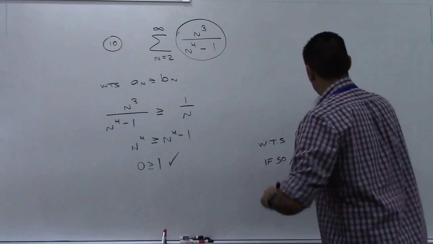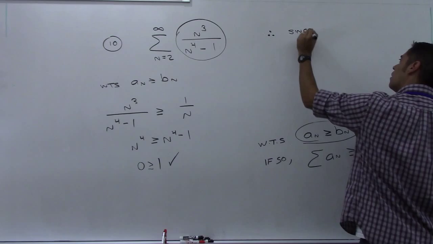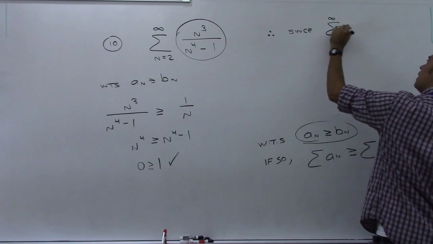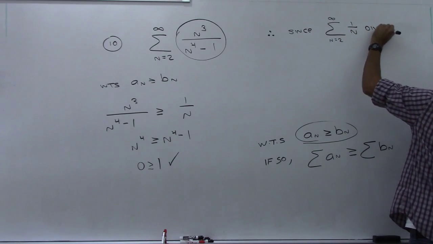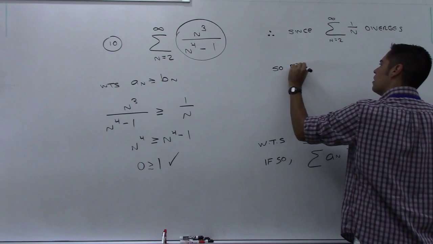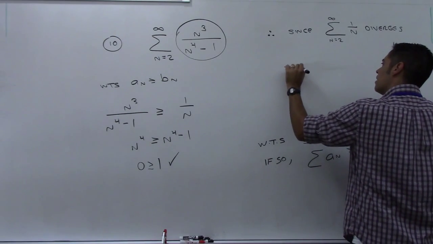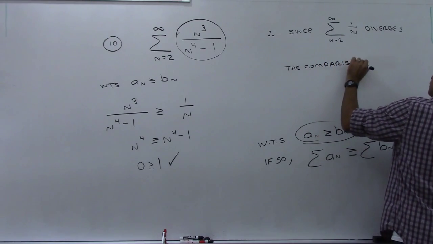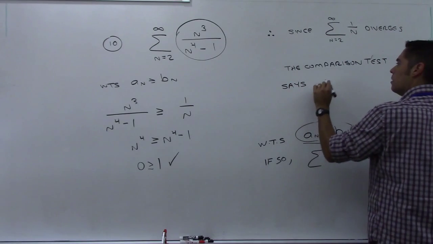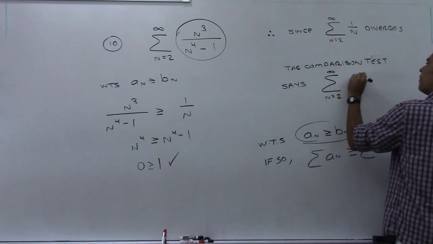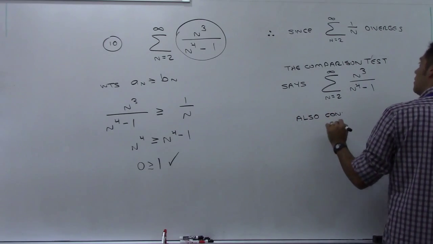So here I come drawing my conclusion. Therefore, since the series sum from n equals 2 to infinity of 1 over n diverges, the comparison test says this series also diverges.